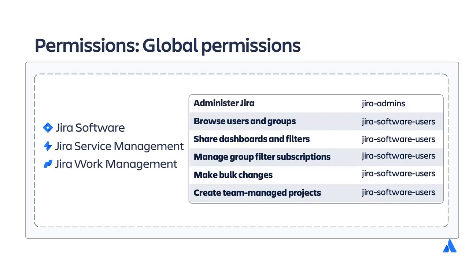A product administrator can associate groups with any global permissions except the administered Jira global permission. Only an organization administrator can grant administered Jira global permission. Additionally, it is the organization administrator who manages groups and user membership of groups. Note that each default group in your organization will be appended with the site name once the site is created. For example, Jira Software Users Acme UK or Jira Admins Acme UK.